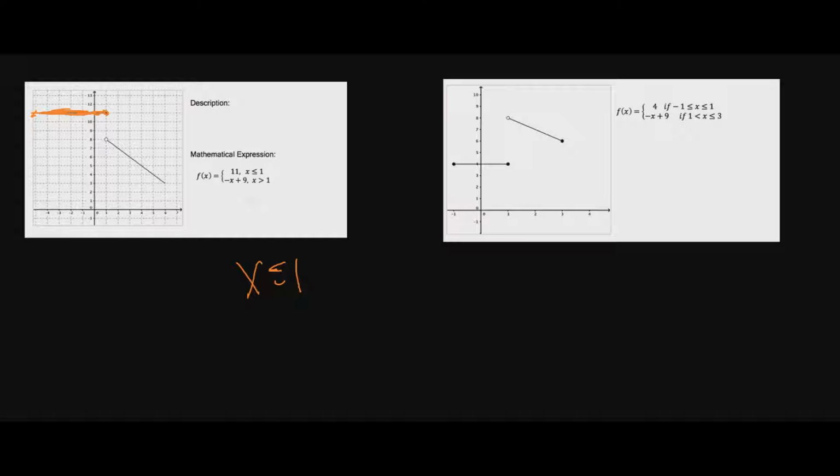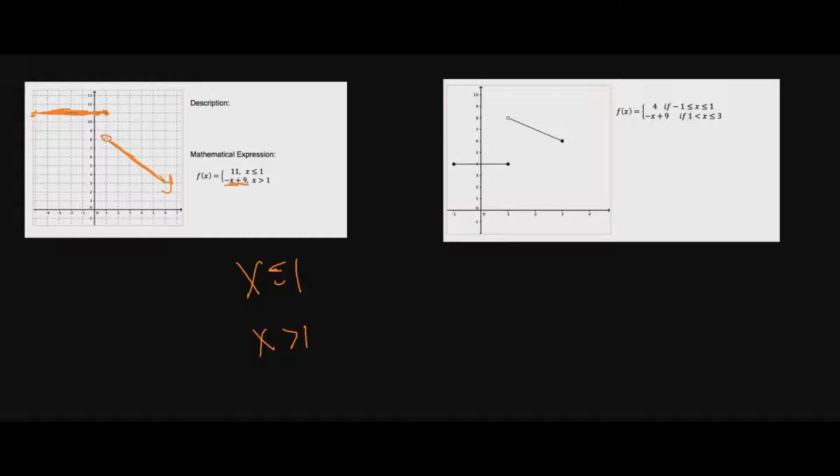Okay, and over here, this says when x is greater than 1, that means we're going to have this function, right? Well, we know it's an open hole because it doesn't have an equal to symbol. And when x is greater than 1, meaning we're going in this direction, we need to graph our function going this way, which is negative x plus 9, which means we're just going down 1 over 1, okay?